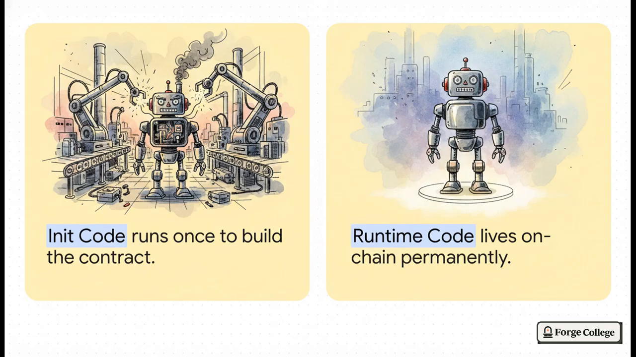It runs exactly once. Its entire job is to use opcodes like code copy to assemble the final product in memory and then mathematically return that final product. And the bytes that are returned? That is your runtime code. The runtime code is the finished machine. It gets stored permanently on chain and executes whenever someone interacts with a contract post-deployment. The factory gets demolished, the machine stays forever.